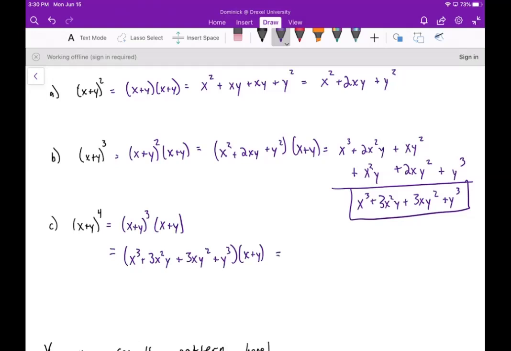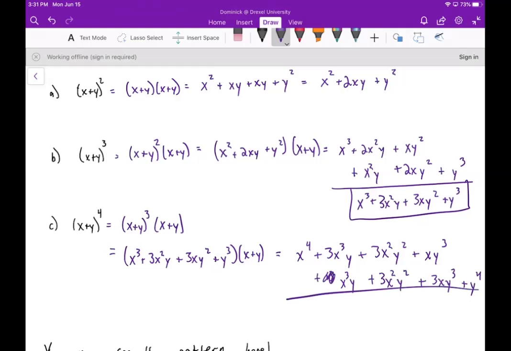So if we multiply this out, we're going to get x to the fourth plus 3x to the third y plus 3x squared y squared plus xy to the third. And now if we multiply through by y, we're going to get a plus x to the third y. We're going to get a plus 3x squared y squared, and then a plus 3xy to the third, and then plus y to the fourth.